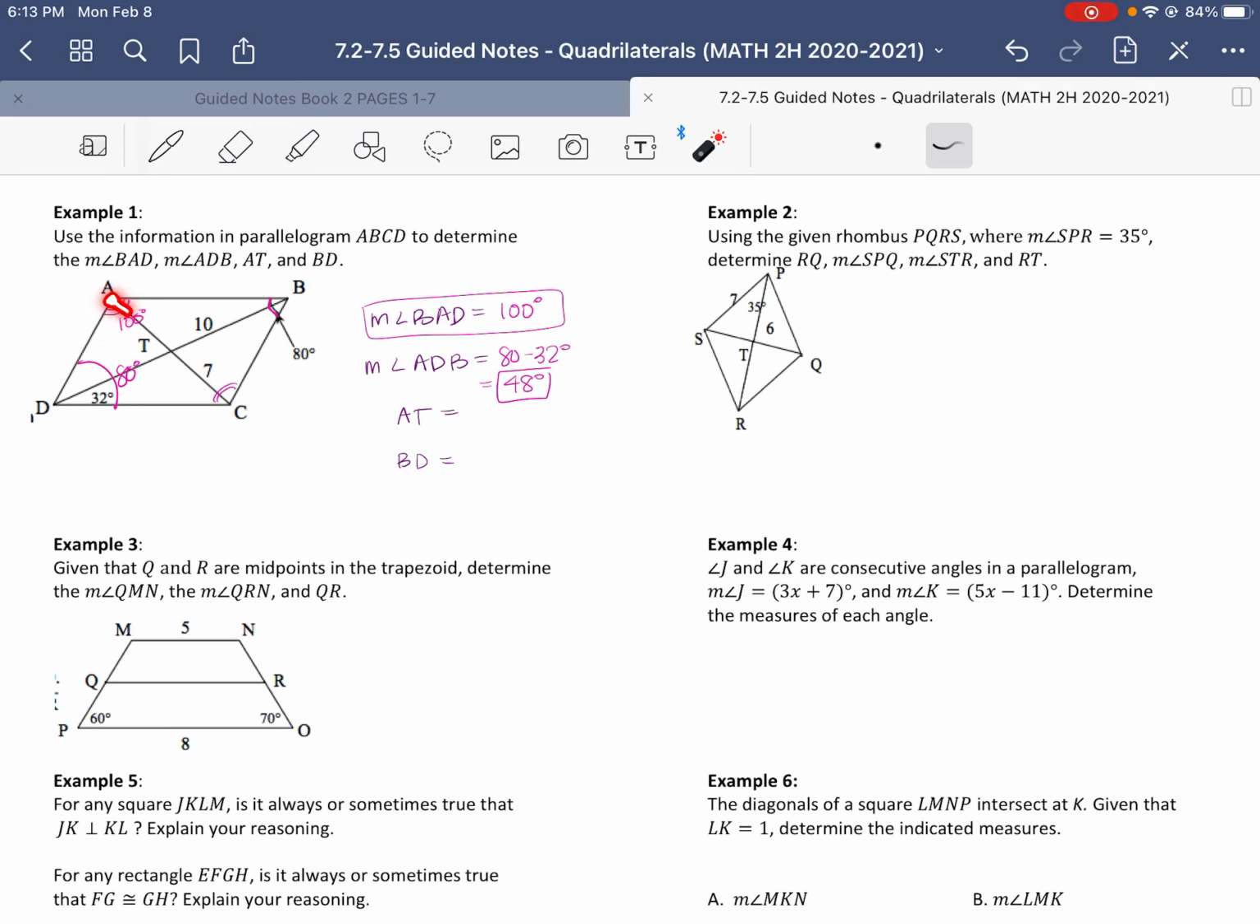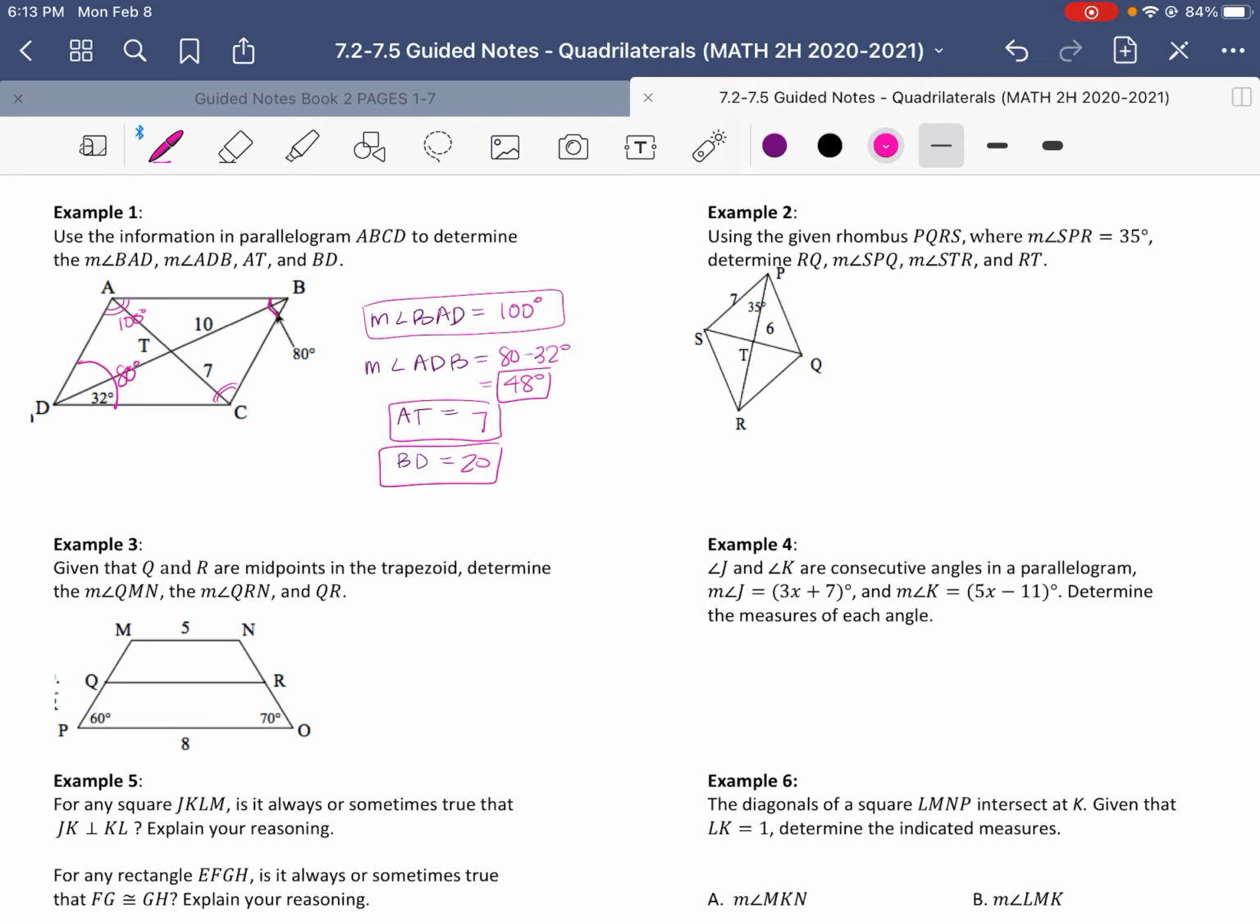Length AT, so notice AT goes from here to here, it's half of a diagonal. And diagonals, right, bisect each other, so if this side is a certain value, so is this side, so if that's 7, this side is also 7. B to D, again, here's B going all the way to D, so this is a full diagonal length. If half of it's 10, then the other half is also 10, so 10 plus 10 would give us a full length of 20.